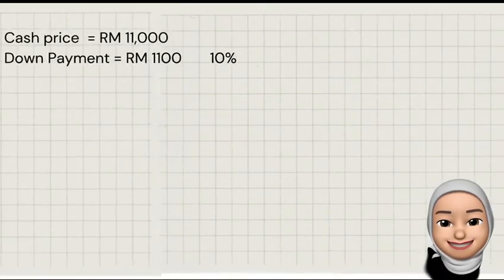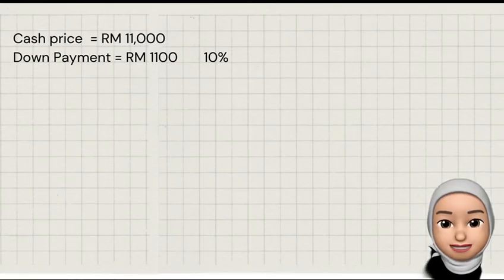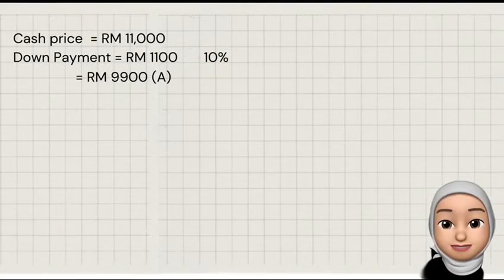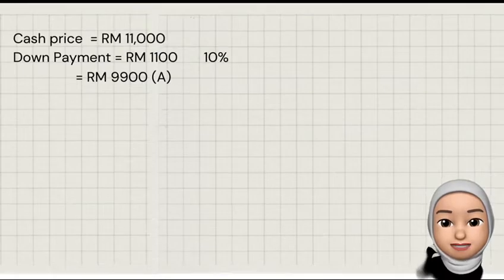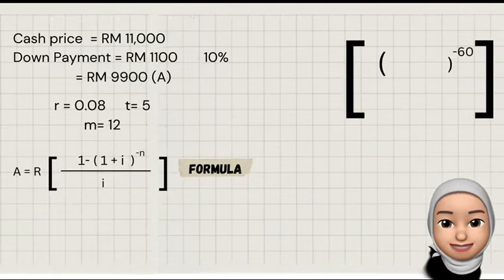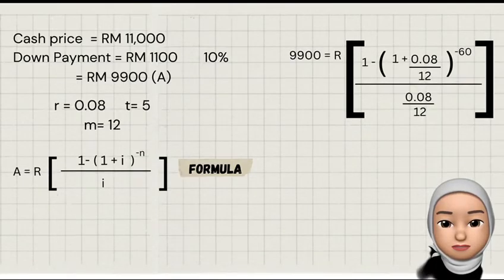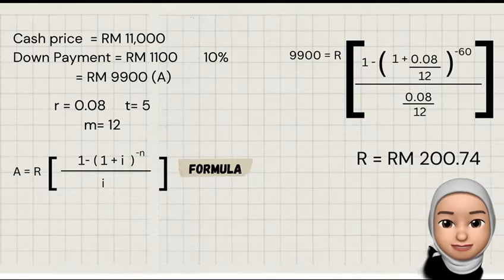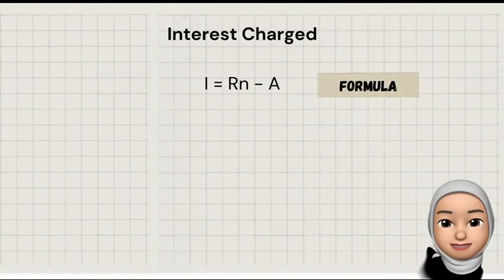And then you need to calculate the down payment. The real price of the motorcycle is 11,000. You need to minus the down payment of 10%, which is 1,100, and then you will get 9,900, which is the A. After you get all these values, you need to substitute into the formula, which is A equal to R bracket 1 minus bracket 1 plus i bracket to the power of negative n, per i. And then you will get the final answer for the monthly payment, which is RM 274 and cents.